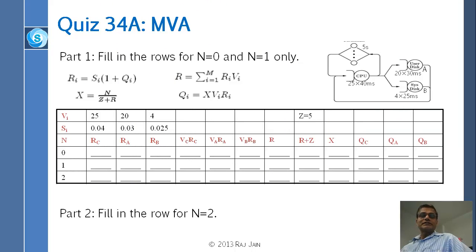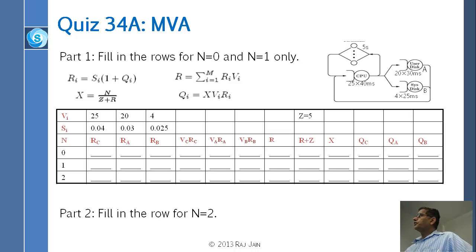Okay, this is a quiz. The four formulas are given here, so you don't have to go back and forth. Ri is equal to SiQi, R is equal to sigma of RiBi, X is equal to N upon Z plus R, and Q. Now here are the numbers. So you know what is Si, these numbers are given here. What is Vi, these numbers are given, the digit numbers are given here. And Z is 5, and N you have to vary from 0 through whatever, right?